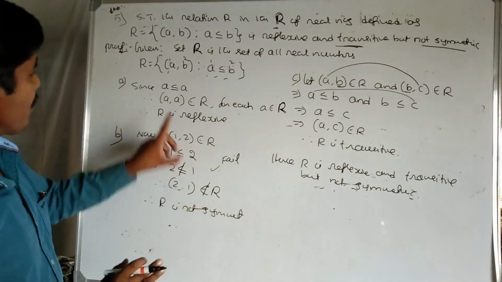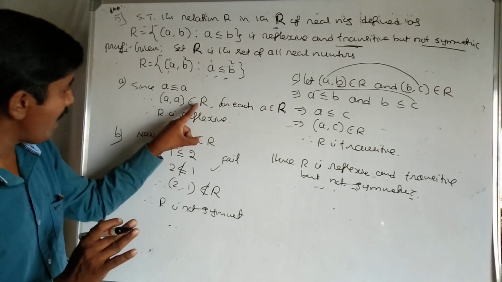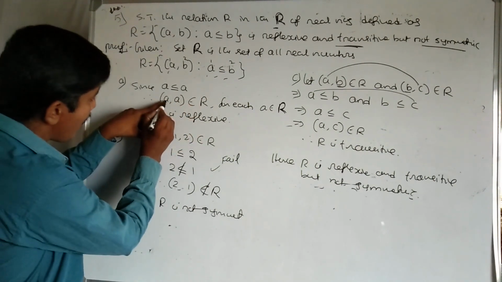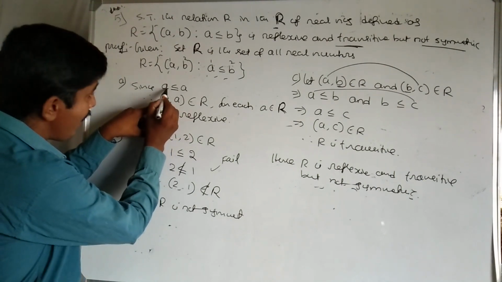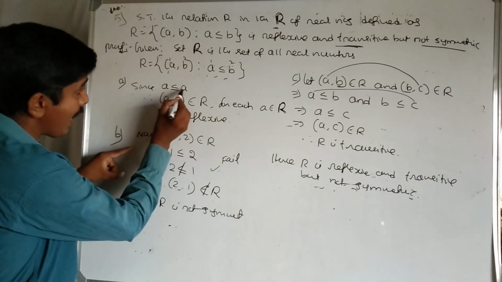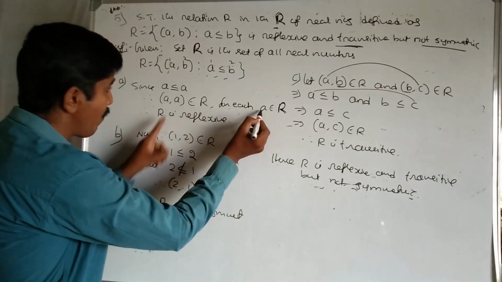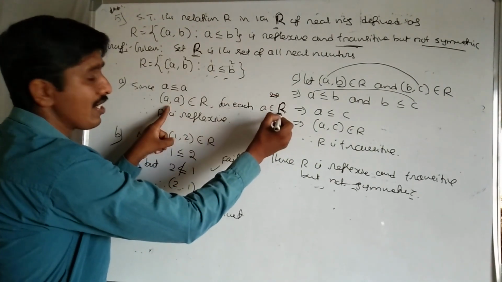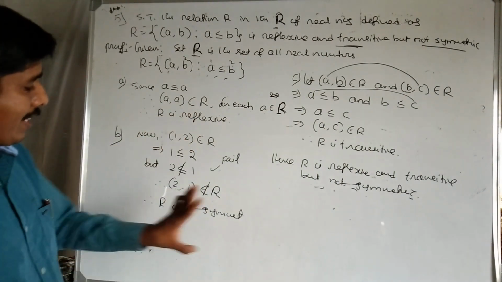So reflexive means every element is related to itself, not to another element. A comma A belongs to relation means it is reflexive. When we say A comma A belongs to relation, it means the first element A is less than or equal to the second element A. Clearly A equal to A. Correct. Therefore A comma A belongs to relation for every real number A belonging to the set R, not the relation, the set R. Therefore the relation is reflexive. Prove that it is not symmetric.